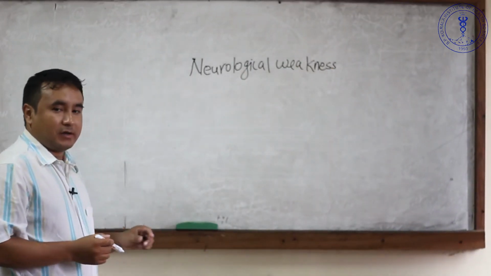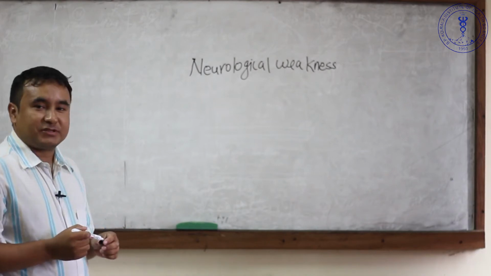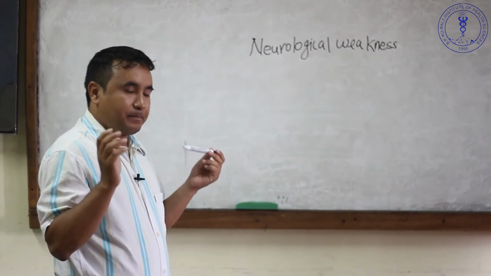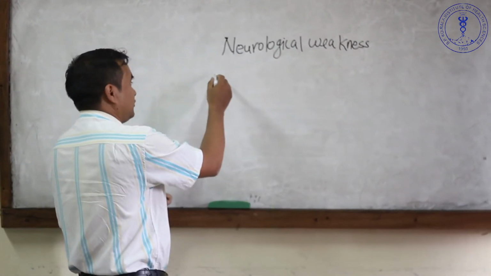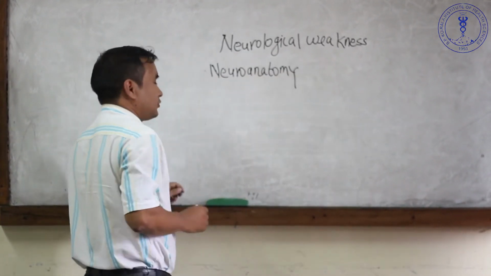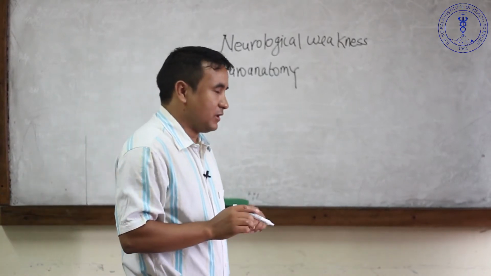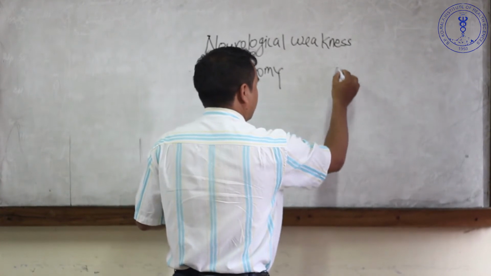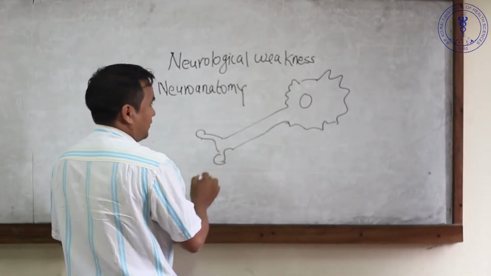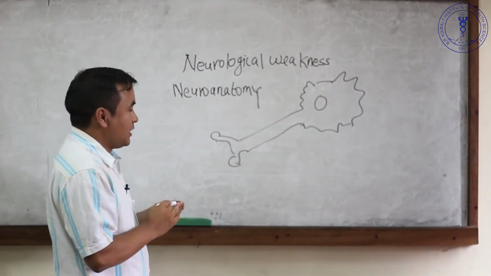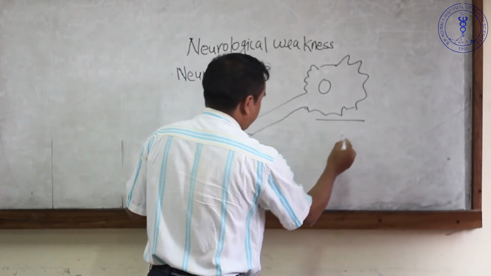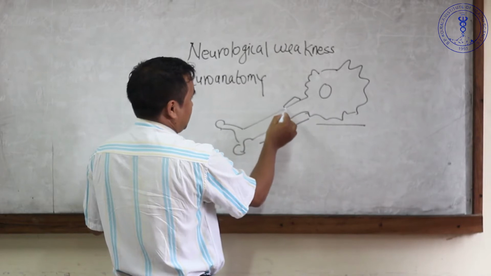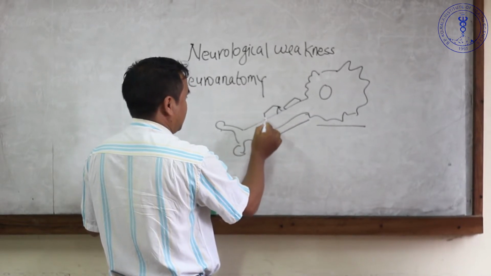So while approaching any patient with neurological weakness, first of all we should have some knowledge about the basic neuroanatomy. Here we can see a cell body and these are axons. The axons are lined by the myelin sheath.